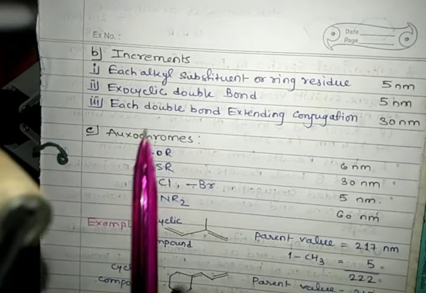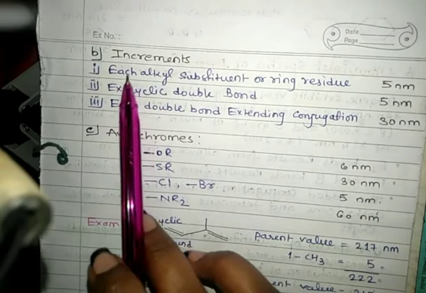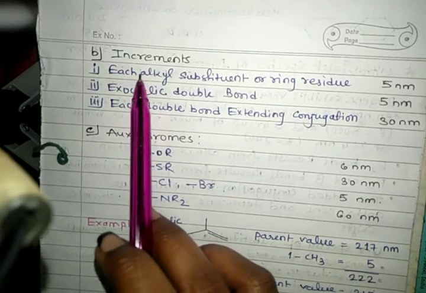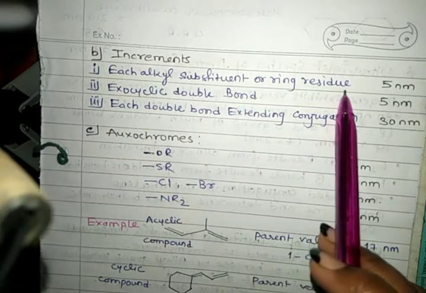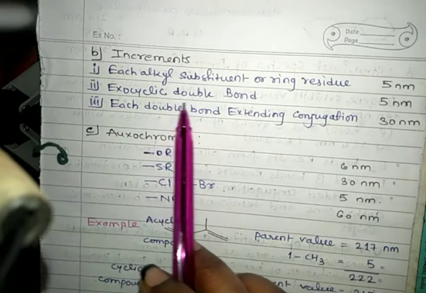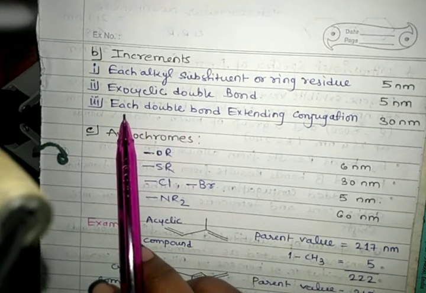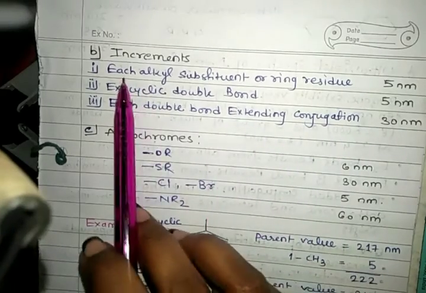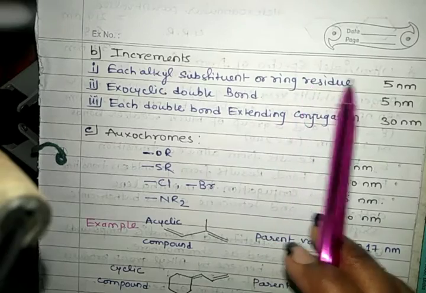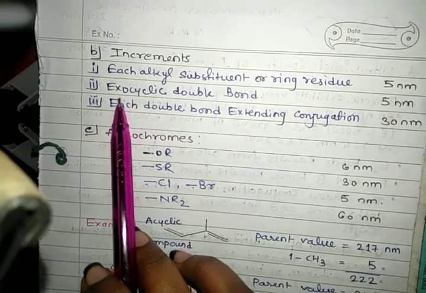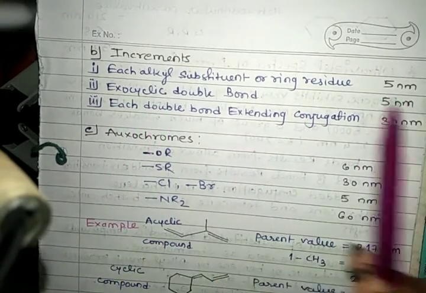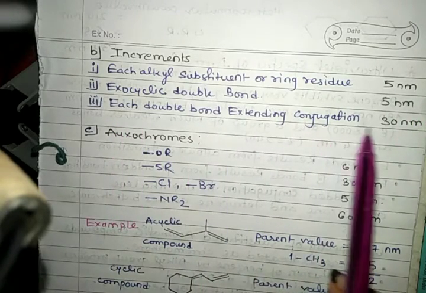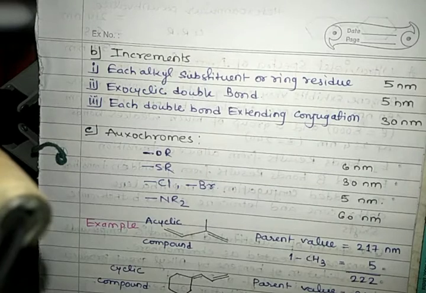Next we see increments. Increments are also divided into three parts. First, each alkyl substituent or ring residue. Next, exocyclic double bond, and third, each double bond extending conjugation. Each alkyl substituent or ring residue adds 5 nanometer, exocyclic double bond also adds 5 nanometer, and each double bond extending conjugation adds 30 nanometer.